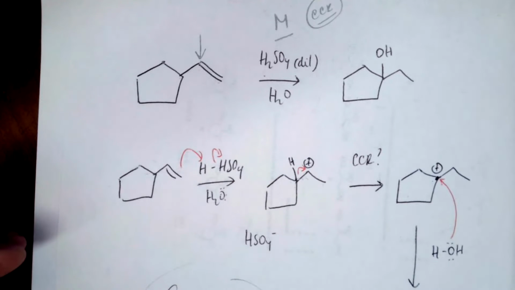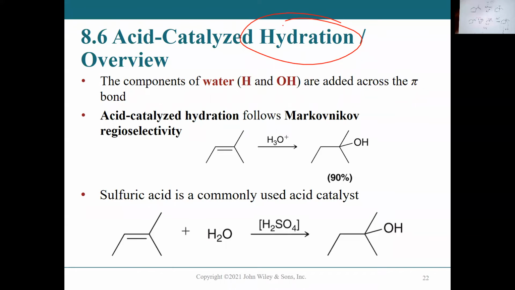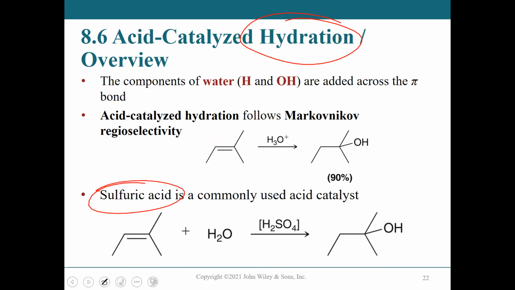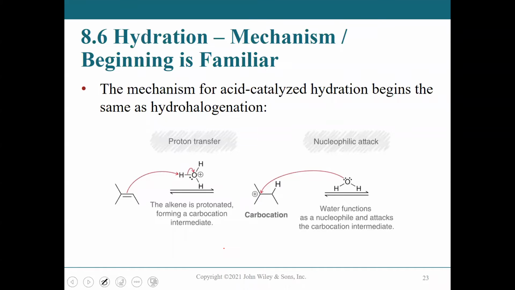Okay, so let's go back to the PowerPoint. All right, so acid catalyzed hydration overview: it follows Markovnikov. It's regioselective, Markovnikov. Sulfuric acid is a commonly used catalyst. Once again, normally I have also seen phosphoric acid, but sulfuric acid works as well. You use definitely water. That's how you're going to have the hydration. It's just catalytic amounts, that means that it's only drops. That's the mechanism. It's exactly the same as the mechanism I was showing you.